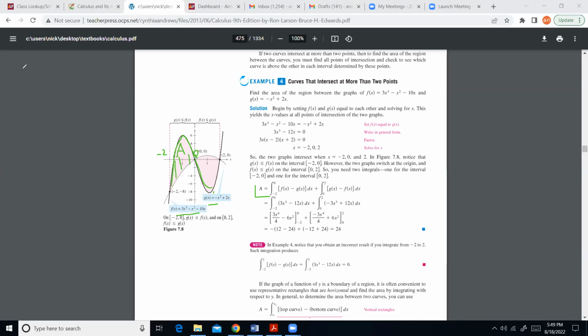So the first piece goes from -2 to 0, and the function which is above will be, oh, actually that's a cubic parabola, right? Because that wiggle means cubic. So the upper, I should be careful, will be 3x cubed minus x squared minus 10x. And then the lower, that I have to subtract from the upper, will be my function g, which is negative x squared plus 2x. Negative x squared plus 2x. And that will give you some positive area.